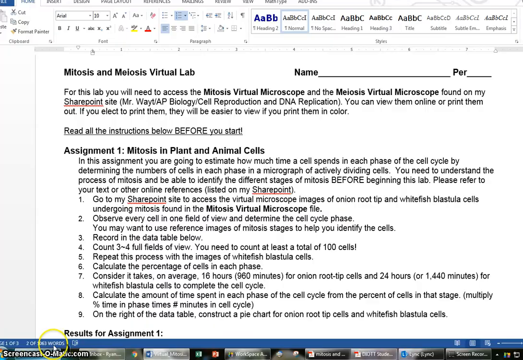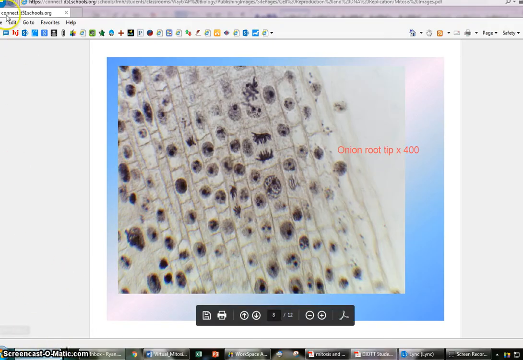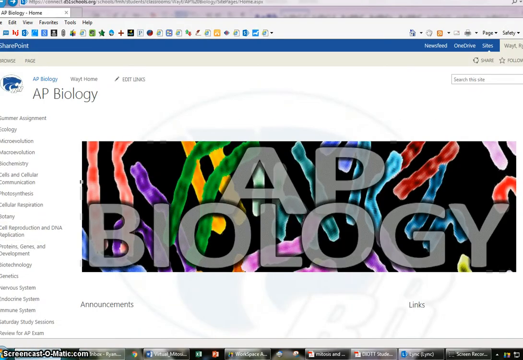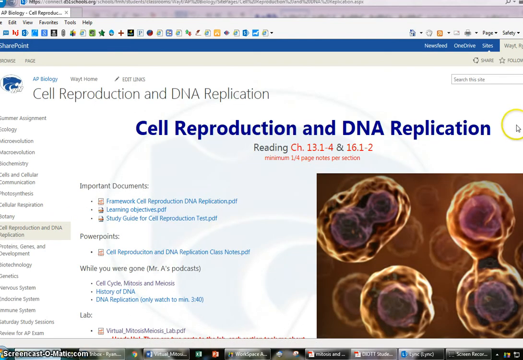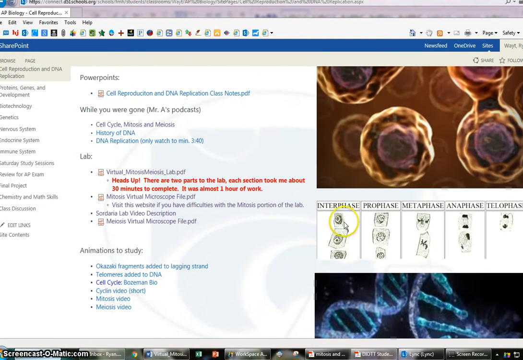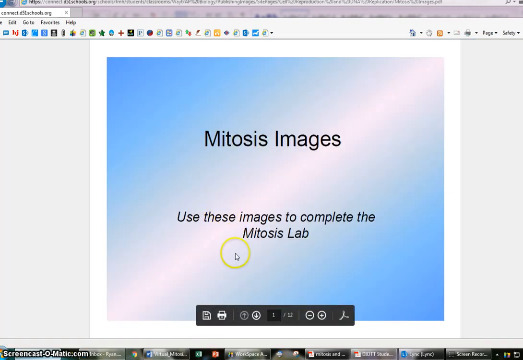So if I go back to my SharePoint site, let me go back to where we start from. Here's the AP Biology. Scroll down here to cell reproduction, DNA replication. These are our different stages of mitosis, including interphase over here. And if you don't feel comfortable with those, please click on this link right here, and that'll help you identify those different stages. But I'm going to open up the mitosis virtual image file.